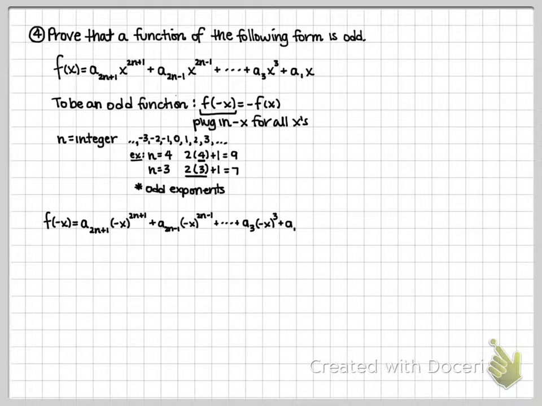Once I have those all plugged in, now I need to come to the conclusion about what happens with a negative number when you send it to an odd power. Well, a negative number to an odd power is always going to be a negative number. So our term inside here, this whole negative x to the 2n plus 1, this is going to be a negative number. So I'm just going to take the negative sign all the way out in front, since it's just a negative number to an odd power.